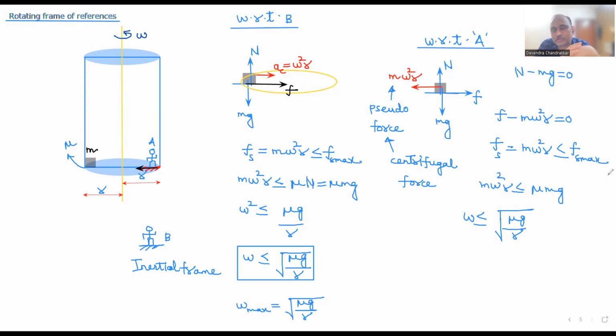I hope all of you understood this centrifugal force. Don't compare it with centripetal force, right? Centripetal force is a real force. This is a pseudo force. There is no centrifugal acceleration. There is always a centripetal acceleration.